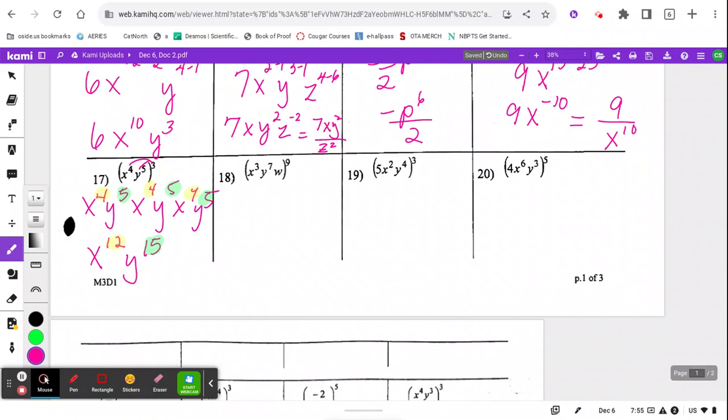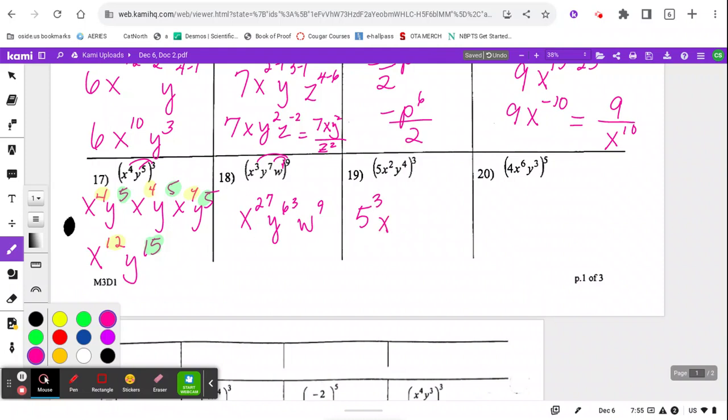So which way made more sense to you? Just doing the power, shower the power rule, or expanding it? This one's going to become x to the 27th, y to the 63rd. Now here it's w to the 9th because there's an invisible one there that multiplies with that 9.